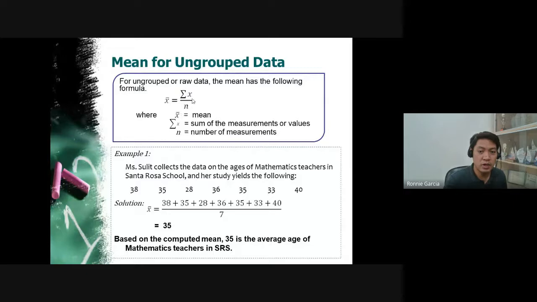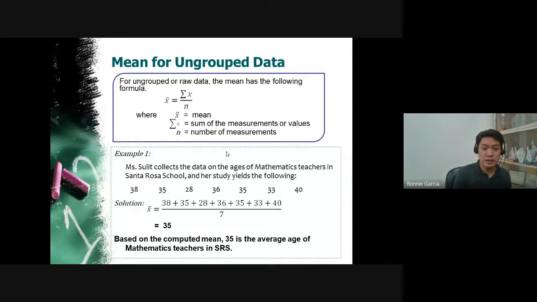So if we will apply this formula for our first example, it is all about the ages of mathematics teachers in Santa Rosa School: 38, 35, 28, 36, 35, 33, 40 years old. If you are going to describe the age of the teachers, only one description will be given. Ano ang score nila? So you will add 38 plus 35 plus 28 plus 36 plus 35 plus 33 plus 40. And there are 7 items, 7 ages, divided by 7. So the mean age is 35.